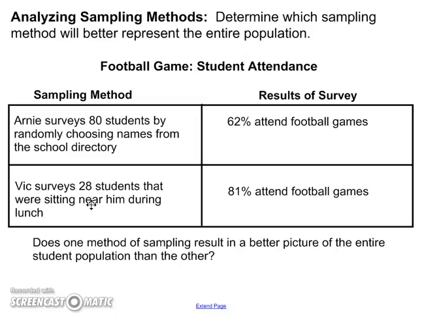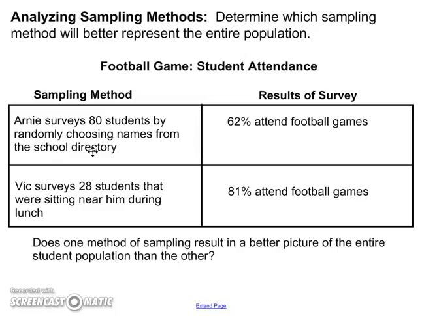Well, in schools and so on, people tend to sit by people and associate with people who they have similar interests to. So Vic, if he's a football player, is probably going to sit near more football players. So it's pretty obvious that probably more people around Vic in that case are going to go to a football game, where Arnie, maybe he's not a football player, is probably going to sit by more non-football players.